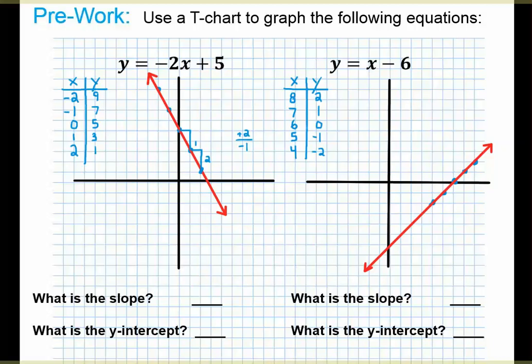And positive 2 over negative 1 makes a negative 2. So our slope is a negative 2, and this is the type of number I expected. It's negative, meaning it's going down the roller coaster, and 2 implies steep.